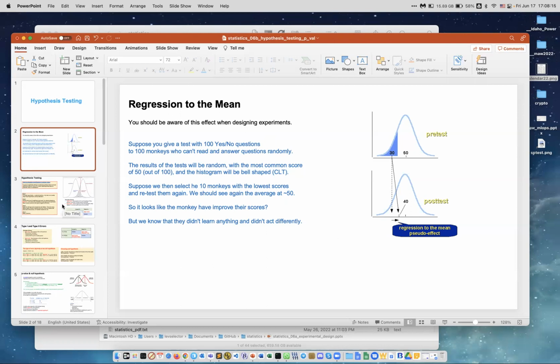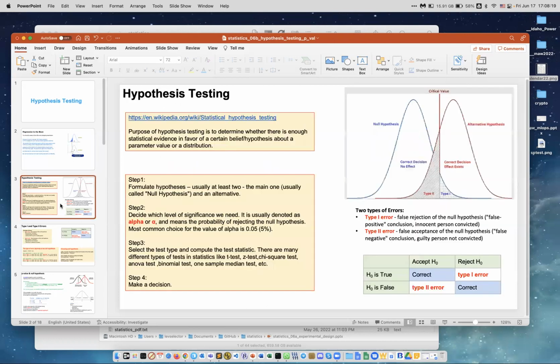So hypothesis testing is an interesting area, and let's go for it. The purpose of hypothesis testing is to determine whether there is enough statistical evidence in favor of a certain belief or hypothesis about a parameter value or a distribution. Okay, fine. And usually there are 4 steps.